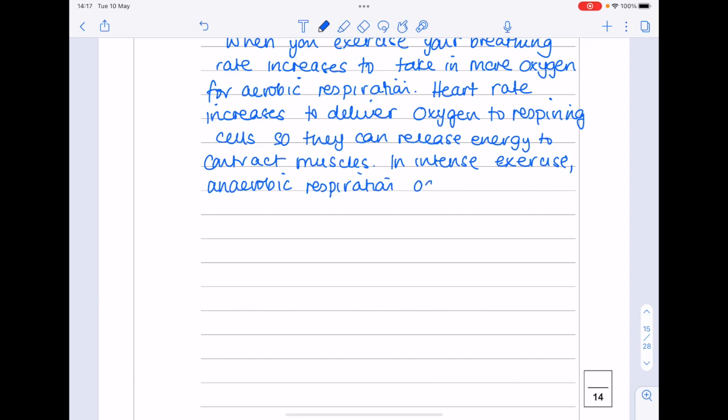Let's write the equation for that. Remember, it takes glucose and it breaks it down into lactic acid. It releases much less energy. Remember that an oxygen debt is created.